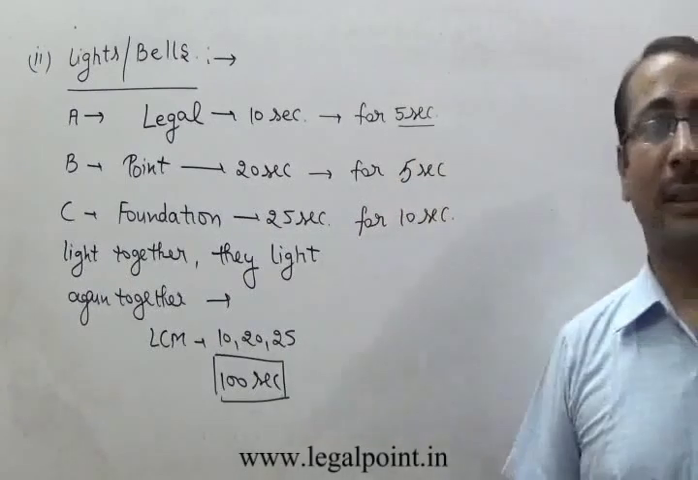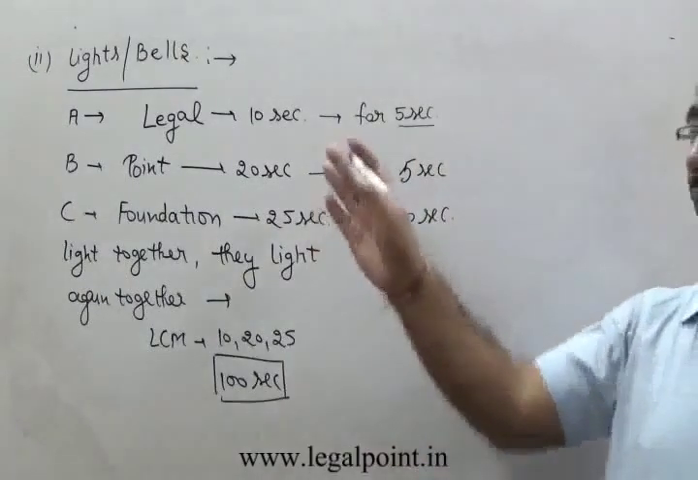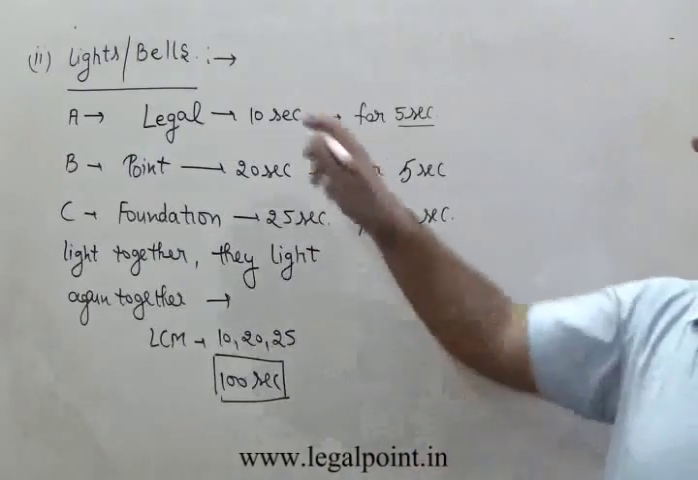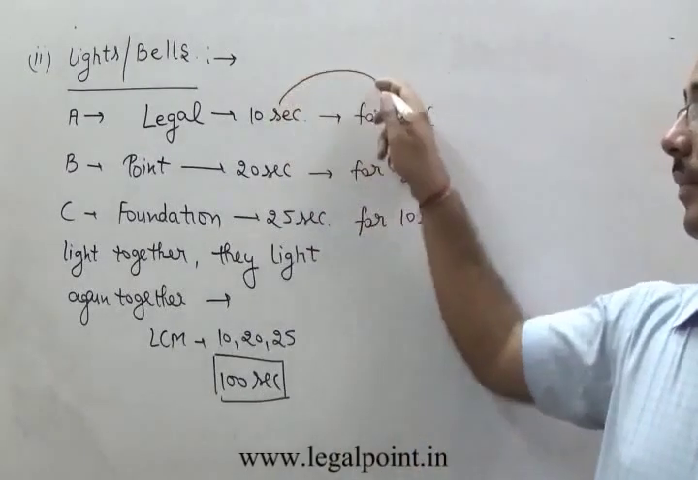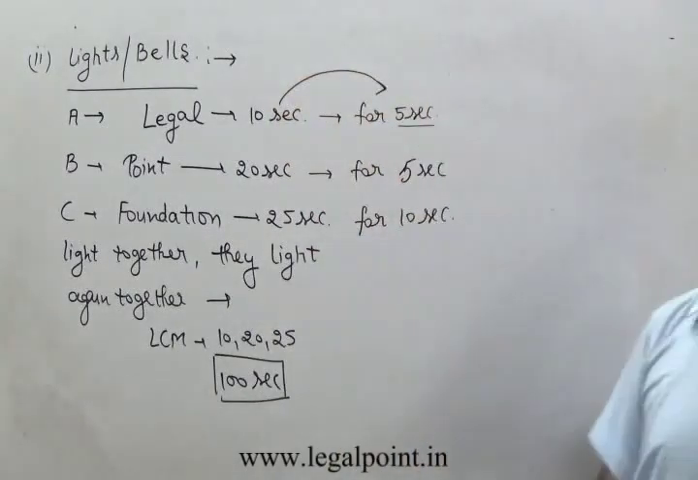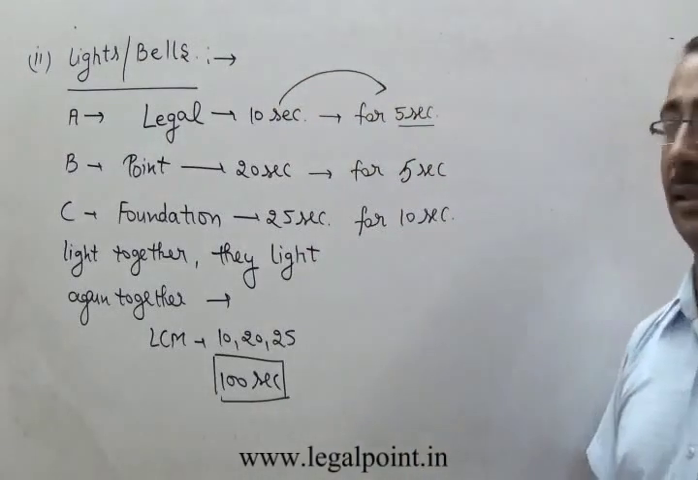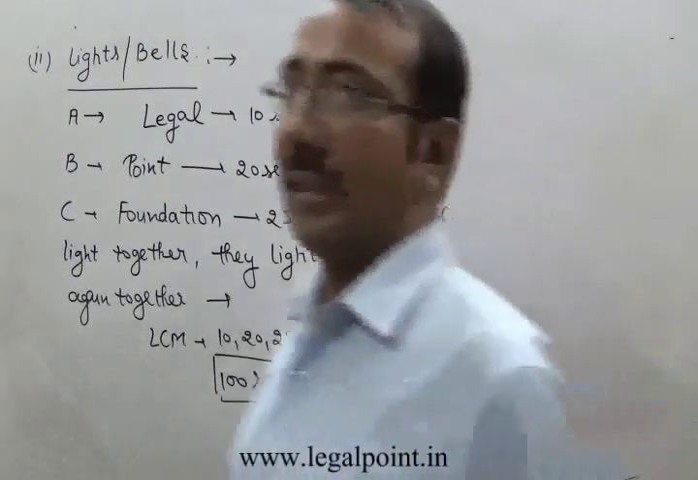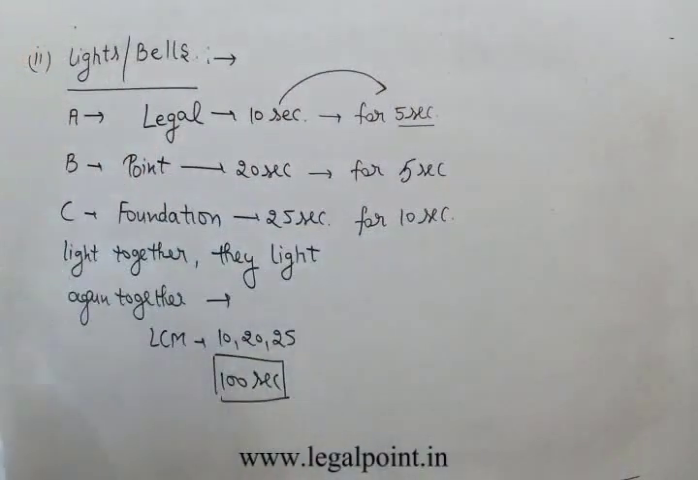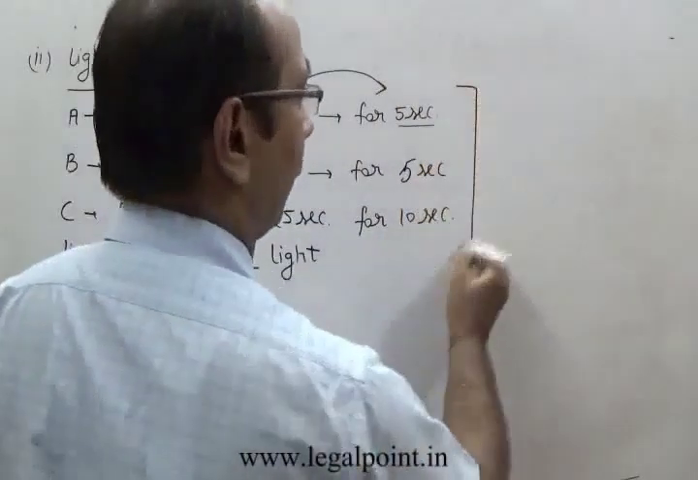What is given to you? There are 3 lights. The first flashes after every 10 seconds, but now after flashing for 10 seconds, it flashes for 5 seconds. It was there for 5 seconds. Similarly, light B and light C. Now the question is, if they flash together, after how much time will they flash together again?